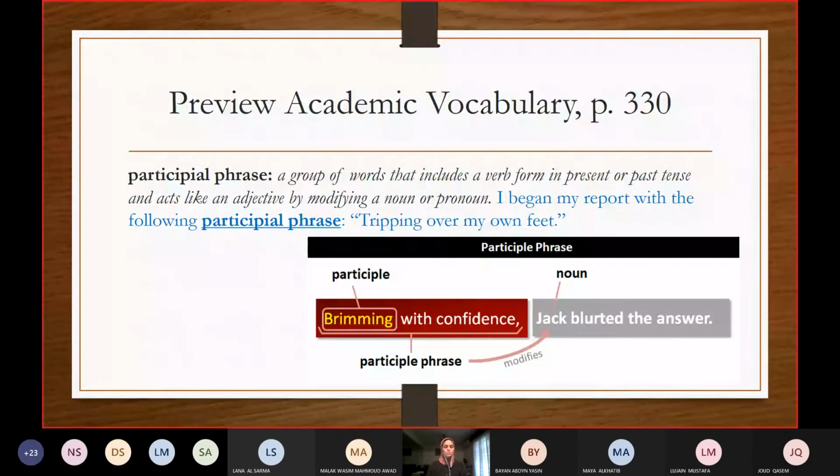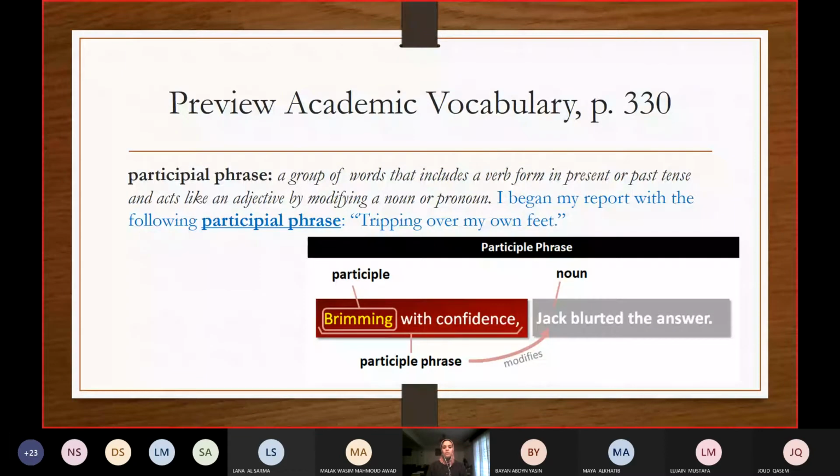And participial phrase, when this word comes with its modifiers. A participial phrase is a group of words that includes a verb form. It looks like a verb, but it doesn't act like a verb. It acts as an adjective. It comes in present, add -ing, or in past tense, add -ed, or irregular form, and acts like an adjective by modifying a noun or pronoun. So a participial phrase acts like an adjective, it's an -ing or -ed.